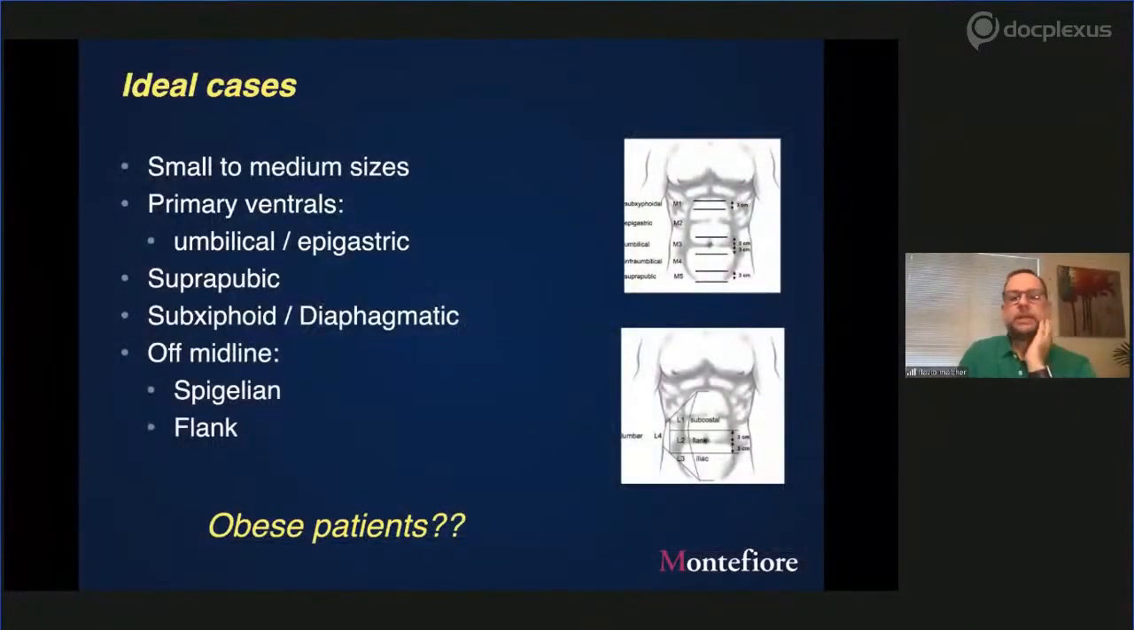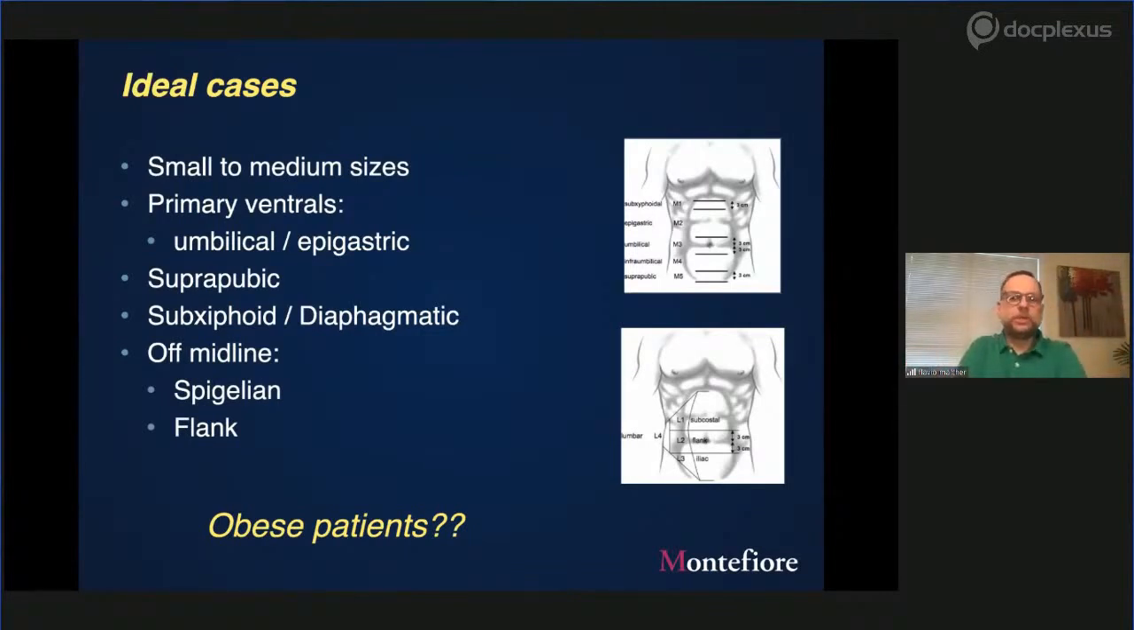So to end this, I'll say that from my idea, from my mind, the ideal cases are those small and medium-sized hernias. Primary incisional hernias are not that easy. You encounter a lot of fibrosis when doing incisions. Suprapubic are great to have a decent space, as the inguinal hernias we can do. Subxiphoid, subdiaphragmatic as well, have the fat pad, and off midline for sure. Everybody says it's easier in obese patients. I don't know if I agree with that.